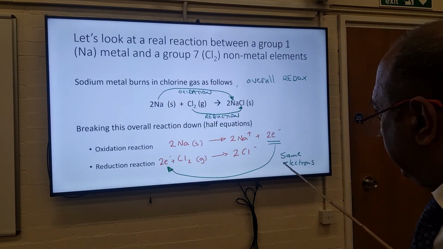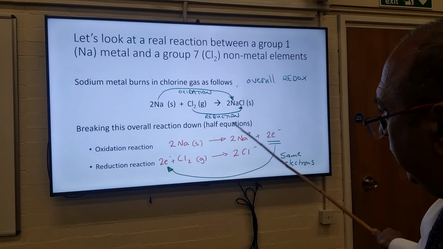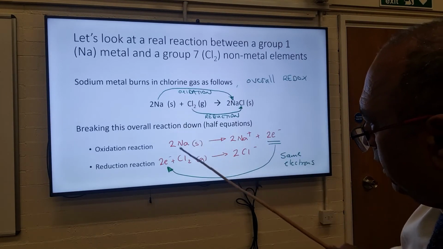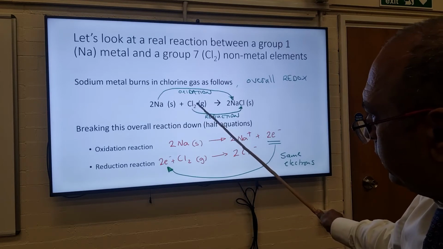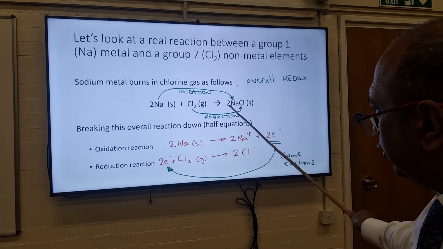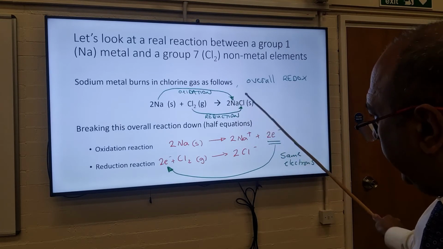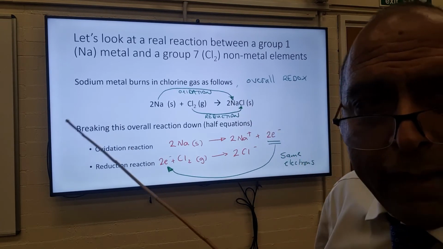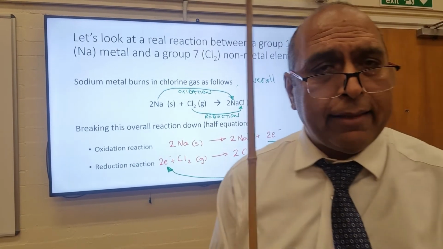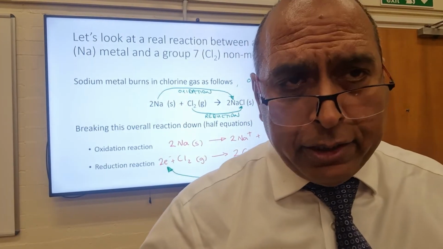And overall, if you add these two, like you see, two sodium, chlorine gas molecules there. That's on the left. These are on the right. Sodium ions, two chloride ions, and the electrons on the left and the electrons on the right would cancel out if you bring them together and write the overall equation.